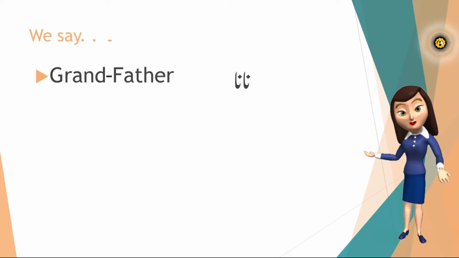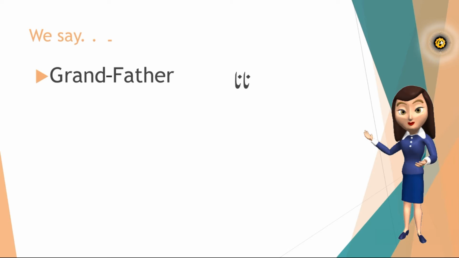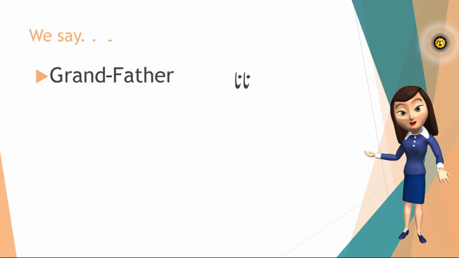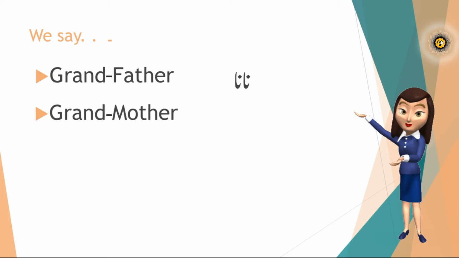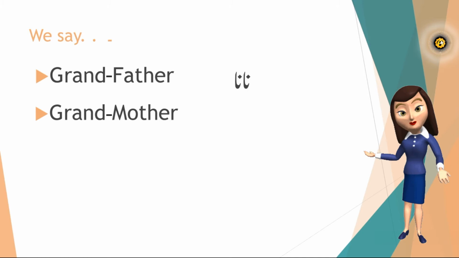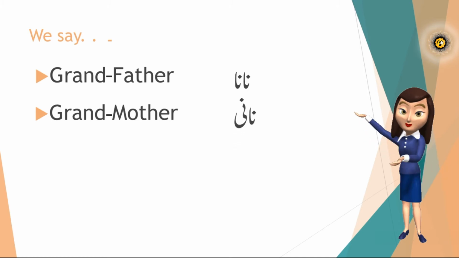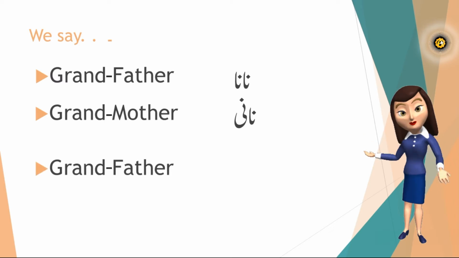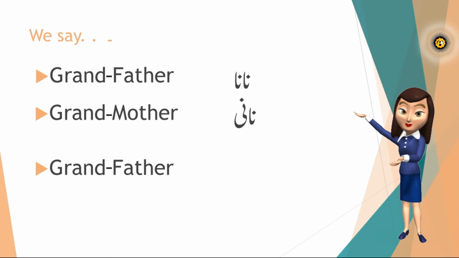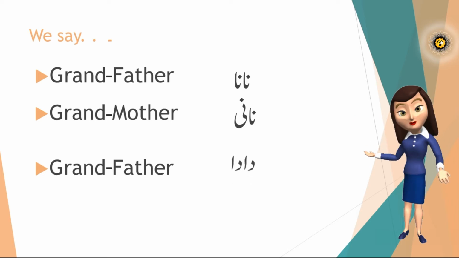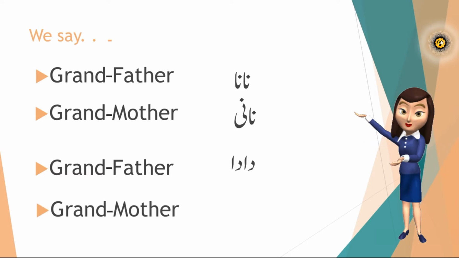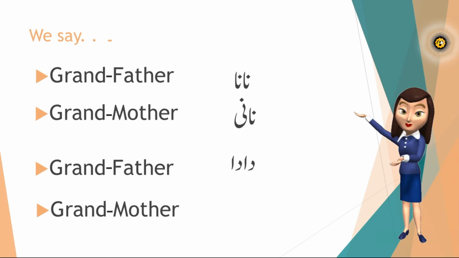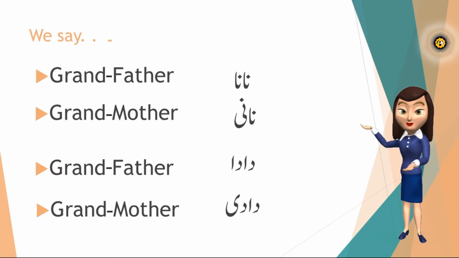Nana. Your mother's father, your grandfather in Urdu is Nana. Grandmother, your mother's mother in Urdu is Nani. Then grandfather, your father's father in Urdu is Dada. Then grandmother, your father's mother in Urdu is Dadi.